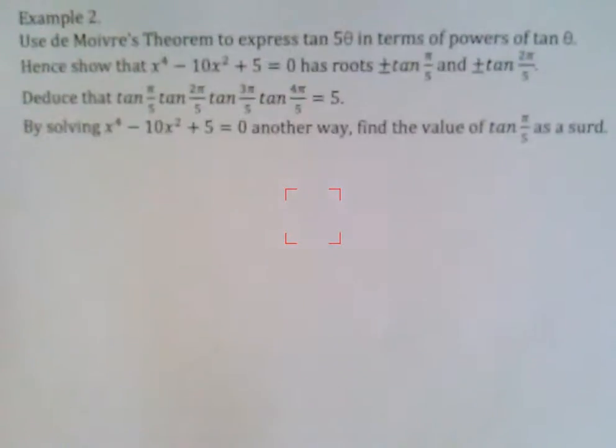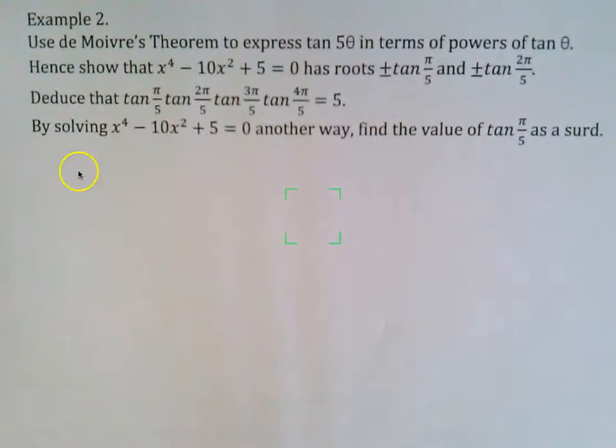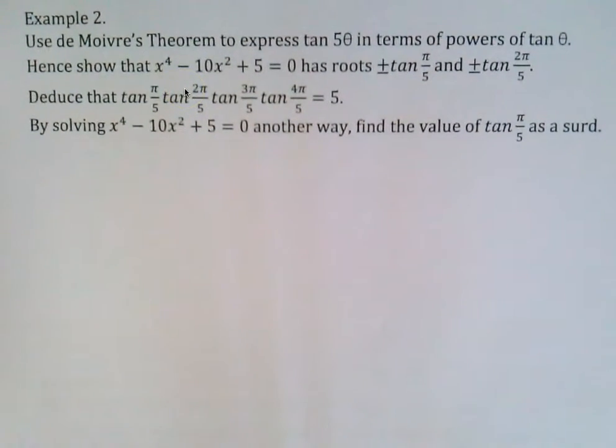This is page 24 of the Extension 2 Polynomials booklet. Okay, example 2. Use de Moivre's theorem to express tan 5 theta in terms of powers of tan theta. Hence show that x to the power of 4 minus 10x squared plus 5 has the roots plus or minus tan theta and plus or minus tan 2 theta, etc. Then you'll be deducing this result.